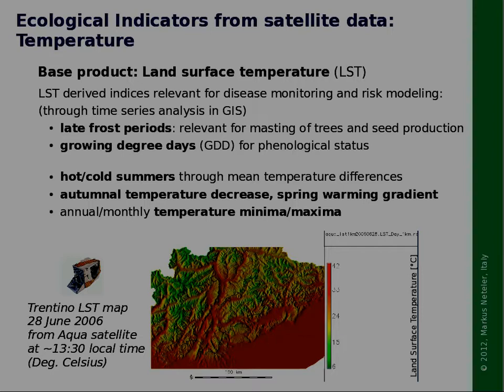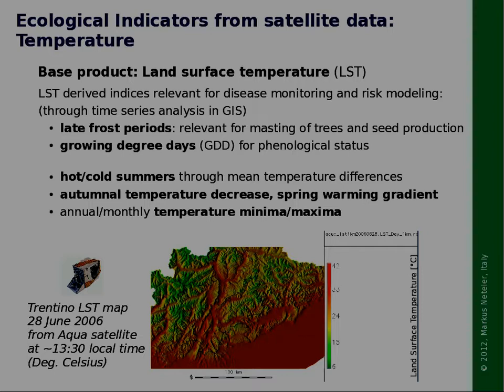One, for example, is the late frost period analysis, which is relevant for masting of trees, which is then triggering the seed production and also the presence of rodents. Another topic is the growing degree days for the phenological status of plants or mosquitoes, for example.